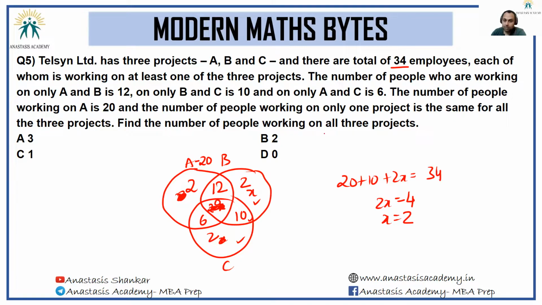So the number of people working on all three projects is option D, 0. There is nobody who's working on all the three projects.